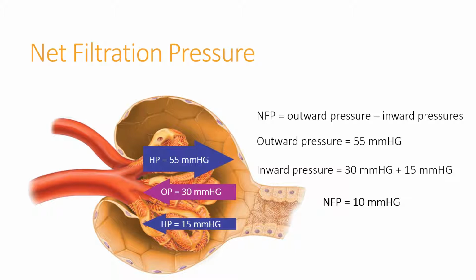It's relatively small, but because the outward pressure should constantly be greater than the inward pressures, material should constantly be moving out of our blood and into the Bowman's capsule.